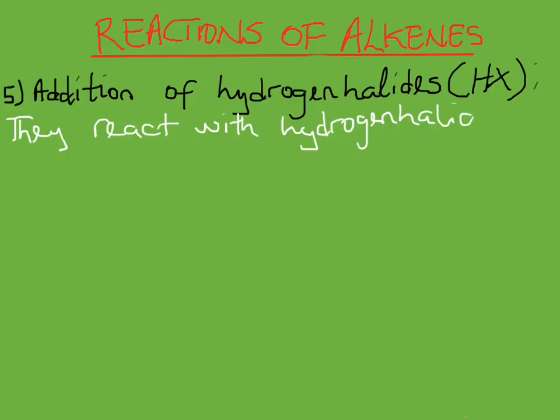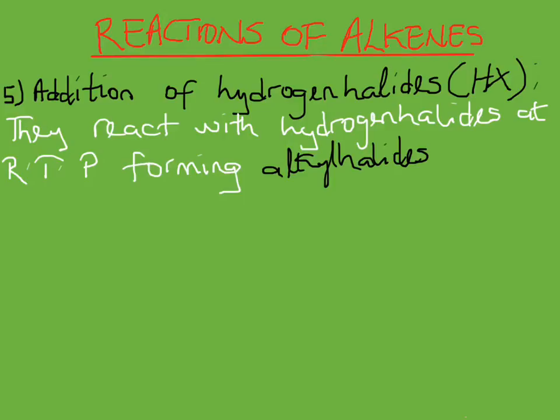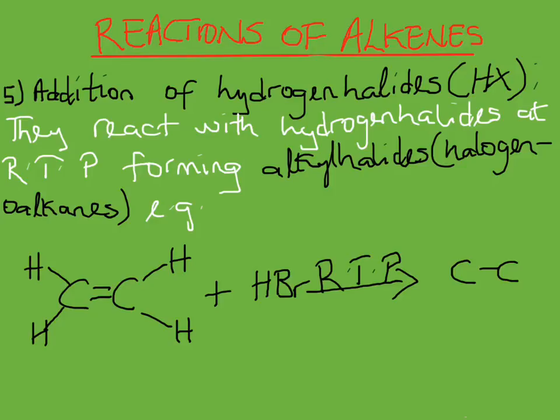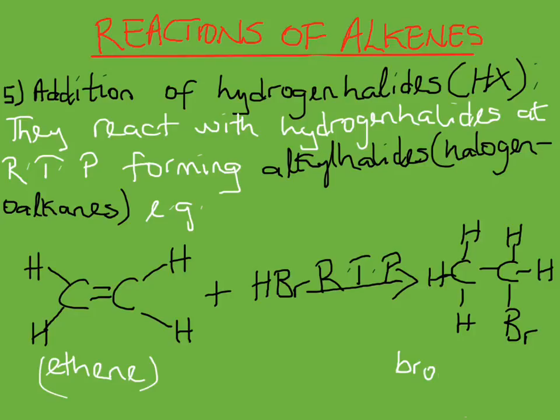Alkenes react with hydrogen halides at RTP, forming alkyl halides, that's halogenoalkanes. For example, you see the example there. Ethene plus hydrogen bromide at room temperature, that is at RTP, is going to give us what? Bromoethane.